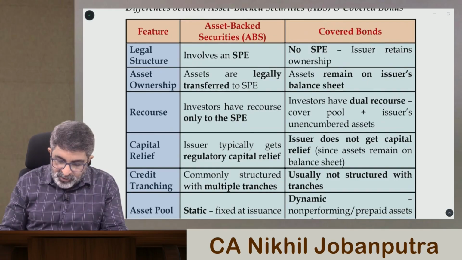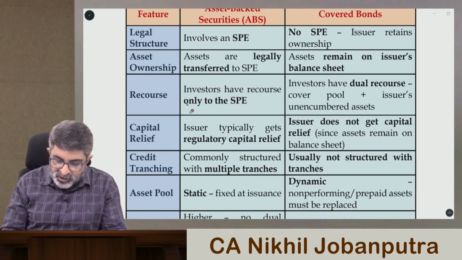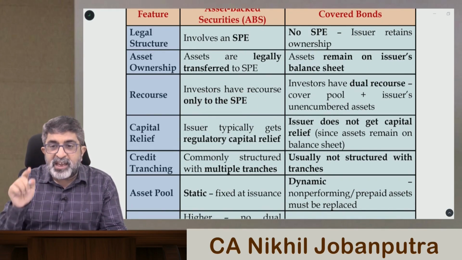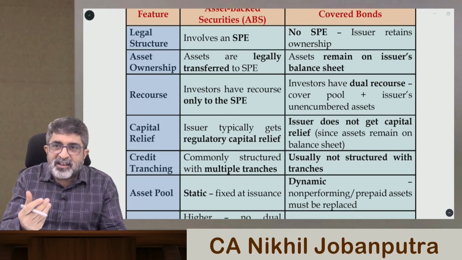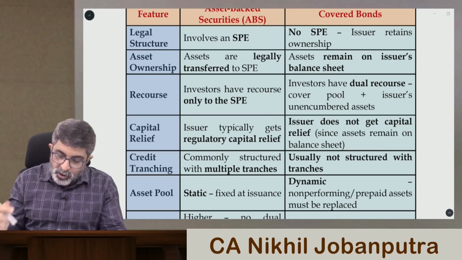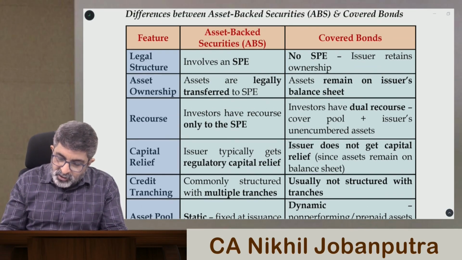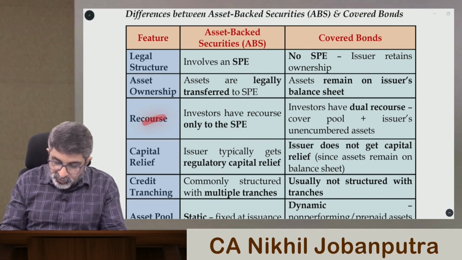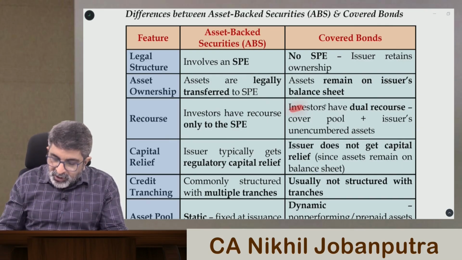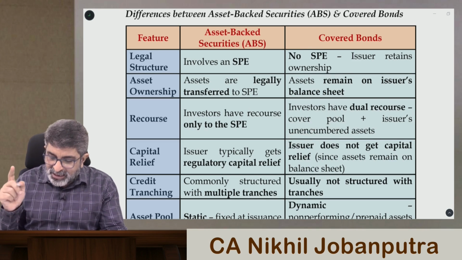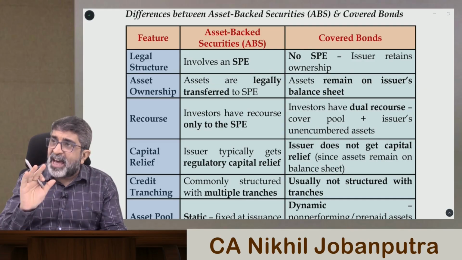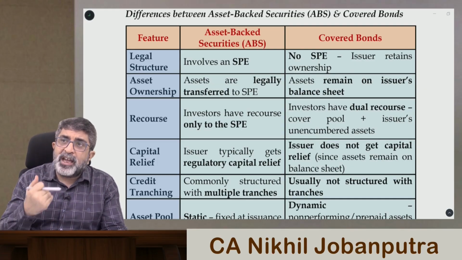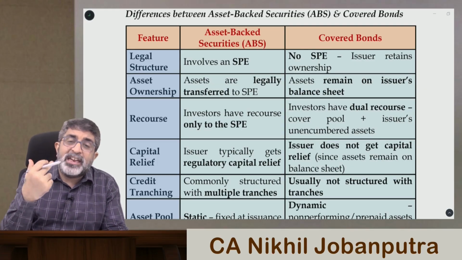Recourse. For asset-backed securities, investors have recourse only to the SPE. That means they cannot have anything else to recover from. On the other side, in the concept of covered bonds, the recourse will be a dual recourse. Investors have dual recourse, that is the covered pool plus the issuer's unencumbered assets. What is the meaning of unencumbered assets? Assets that are not pledged on any other liability or to any other entity.